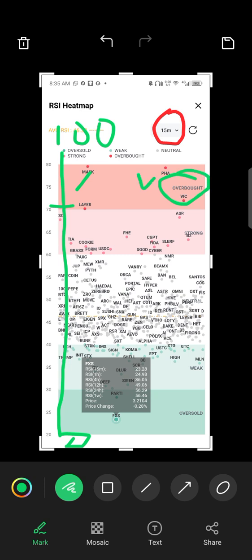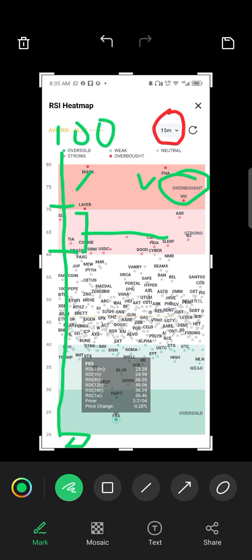So this app is using 70 and above as overbought, and it is also using 60 to 70 up here as a strong place, a strong buy. So from 60 upwards, it's telling you that you are entering into the overbought area. Those are areas that you have to watch carefully.